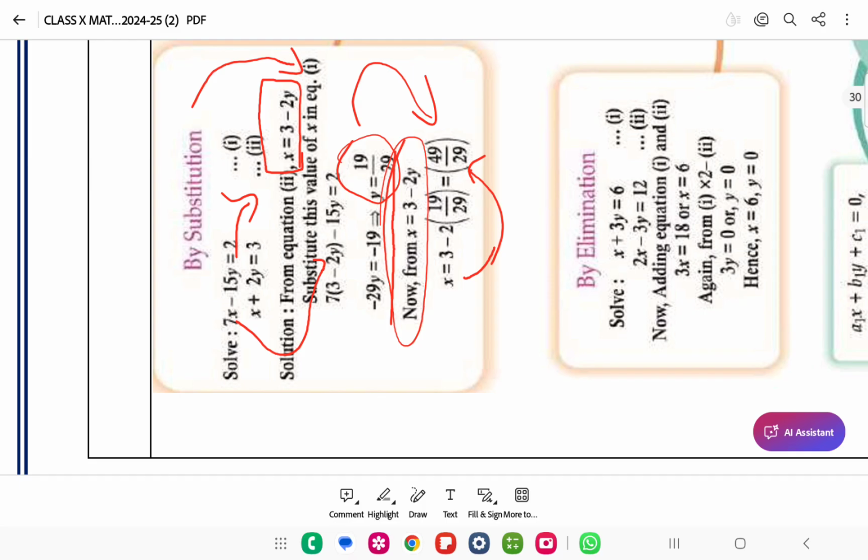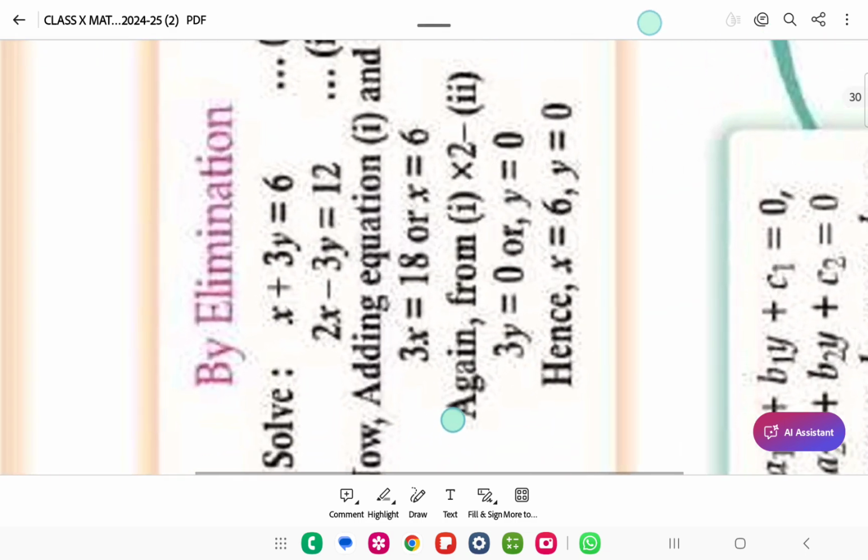We have to shift from LHS to RHS. Then that value you have to put in equation 1 or equation 2, whichever one you have not taken. Here the second equation we have modified, so we have to put that in equation 1. If you modified the first one, you have to put that in the second one. That's all. Then the elimination method.